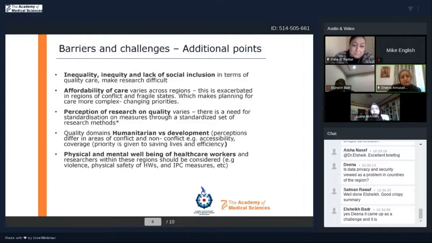The physical and mental well-being of healthcare workers is quite obvious, and it's missing. We have an example of the infection prevention control measures for health workers, and even the physical safety of health workers. Next slide, please.